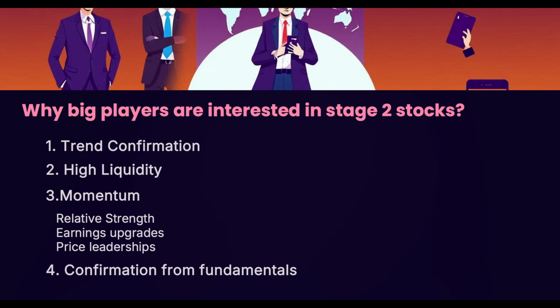The second one is high liquidity. During breakouts in stage 2, usually there is high volume, which gives high liquidity for the large investors to jump in. When the liquidity is high, it helps the large investors to enter and exit a stock easily. The third one is momentum.